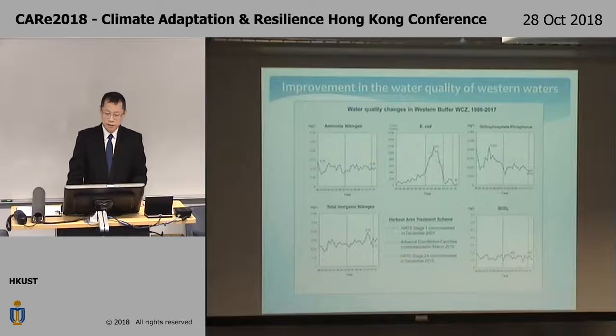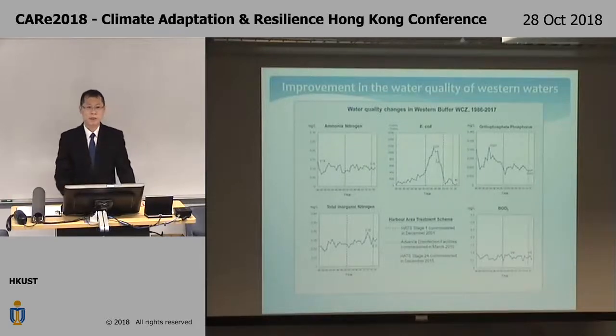In fact, in terms of E. coli, when the HATS program started in 2000, at a particular moment the E. coli level shot up because at that time we still didn't have our disinfection unit installed. But once we installed our disinfection unit in 2010, the E. coli level dropped. In fact, nowadays for western waters, the E. coli level is below 100, even better than Victoria Harbour.